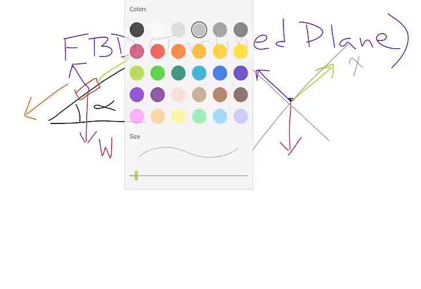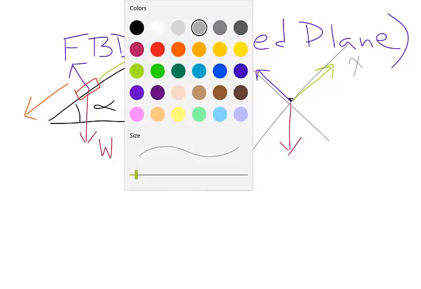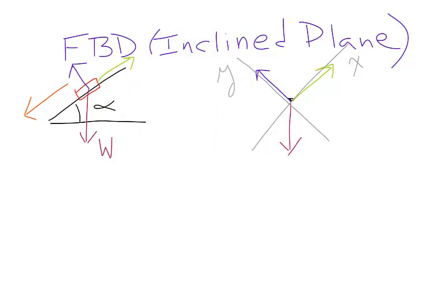Let me just label these so that you can keep track of what's going on. So we have the normal force here. This is the normal force. We have the frictional force over here. Here's the force of friction. And we have the weight here. Okay. And now we've tilted this coordinate system a little bit.